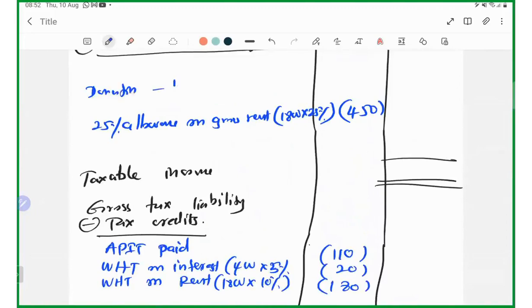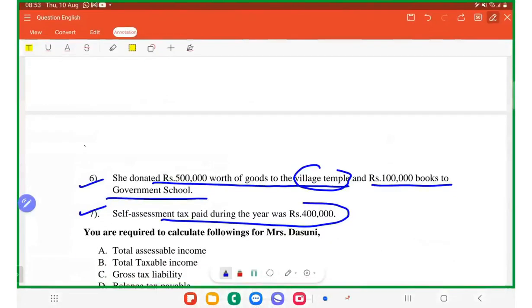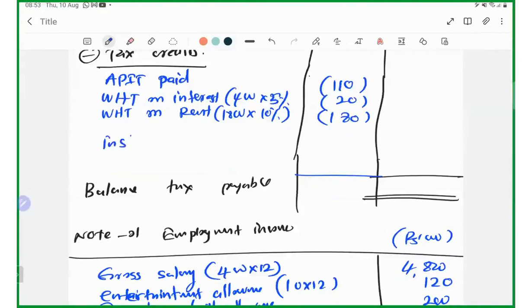First, village temple, not allowed. So government school, allow 100. Then self-assessment, 400, there is installment payment.